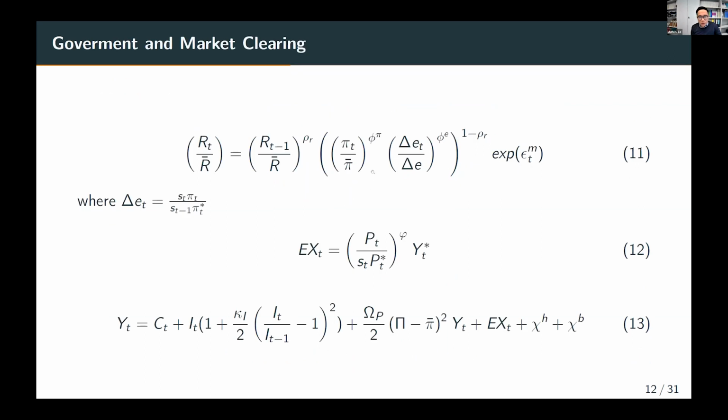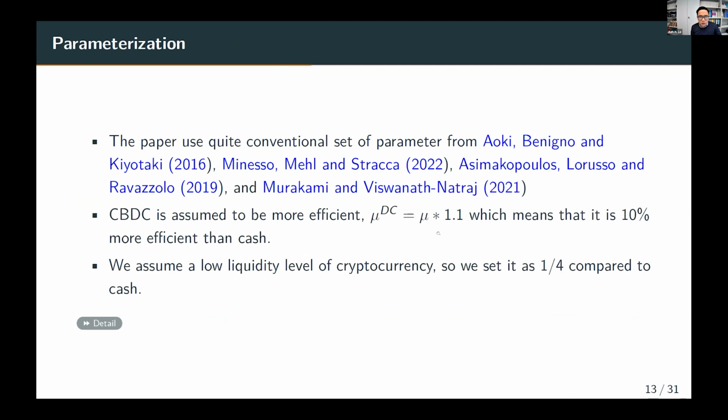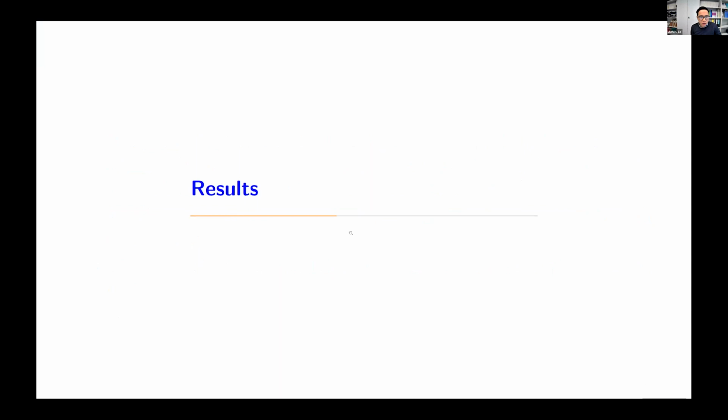Finally, the central bank will conduct monetary policy to stabilize inflation. And because we are talking about emerging markets, they also care about fluctuations in the exchange rate. So that's about it for the structure. The calibration step is quite standard, but we assume the CBDC to be the most efficient, even compared to cash. So let's step into the results.